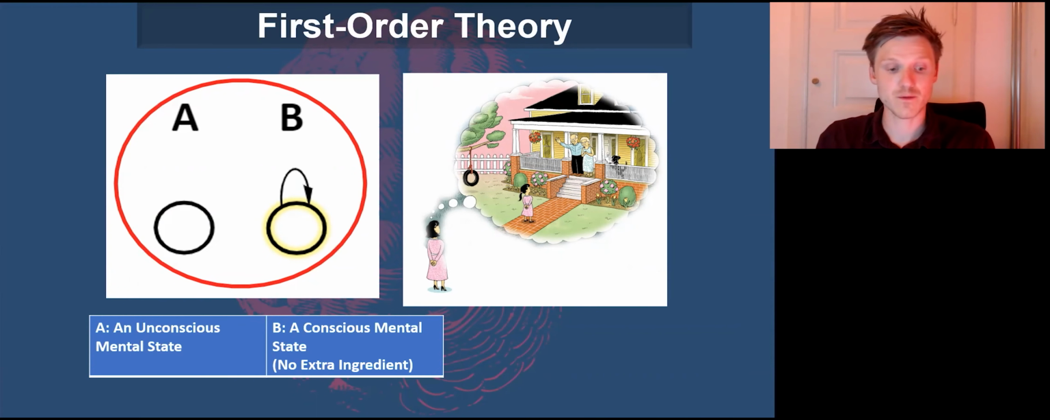So clearly the first order theory doesn't need any extra ingredient from the outside in order to take an unconscious mental state and make it into a conscious one. And this is why we can draw this border around it. It doesn't need anything else. It is able to represent itself as conscious.